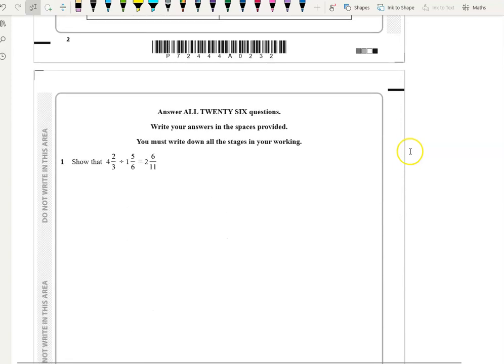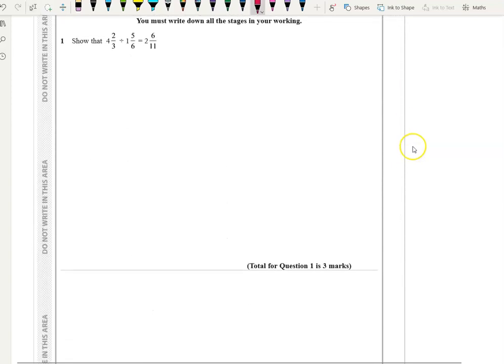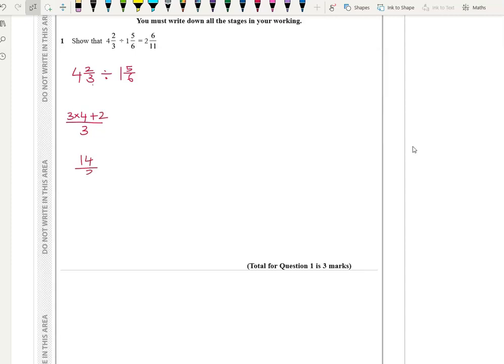Question number 1. It says show that 4 2/3 divided by 1 5/6 is equal to 2 6/11. So your mixed number 4 2/3 is divided by another mixed number 1 5/6. Step 1 is to convert the mixed number into an improper fraction. To do that, keep your denominator 3 the same, multiply the denominator by the whole number, so 3 times 4, and add the numerator. So 3 times 4 is 12 plus 2 is 14 over 3.